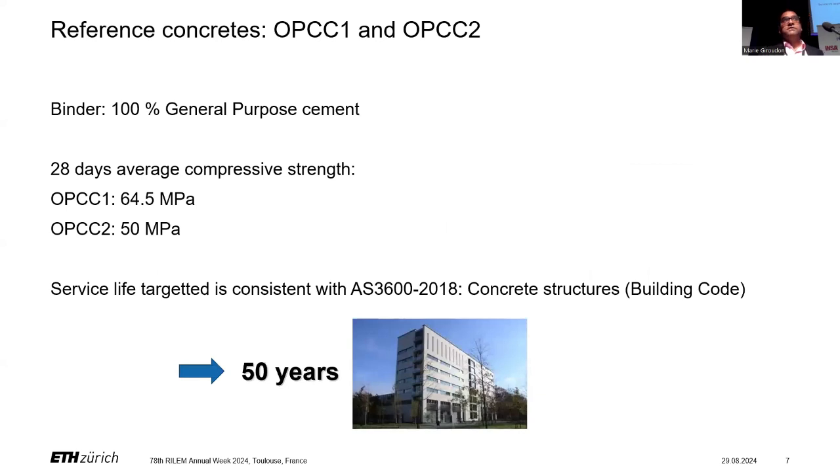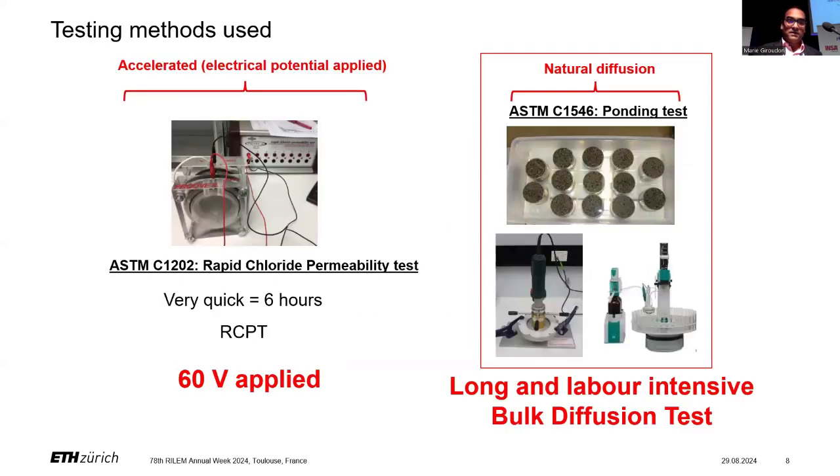So this work was essentially looked at in Australia, where Anu is based. So we had a reference concrete of normal Portland cement with two different compressive strength grades, and the targeted service life for these was estimated to be roughly 50 years according to the Australian standard. And these were considered to be the reference concrete.